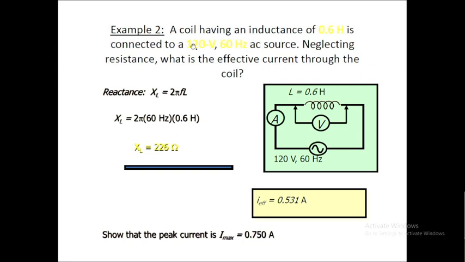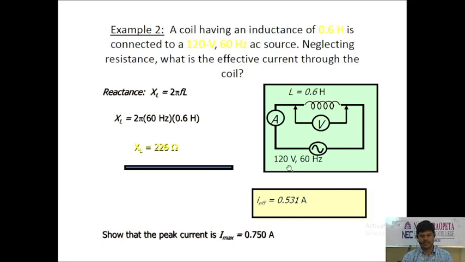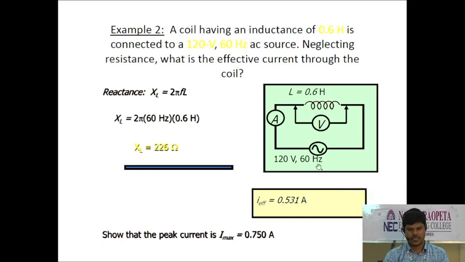For example, there is a coil with an inductance of 0.6 henry. It is connected to a 60 Hz AC source with negligible resistance. What is the effective current in this coil? So this is connected to a 60 Hz frequency source, the inductor value is 0.6 henry, and we have to calculate the effective current.